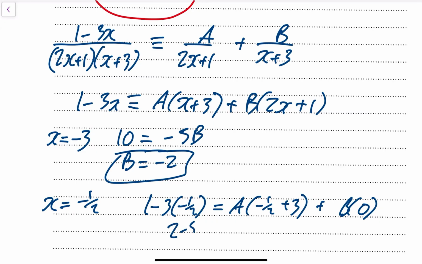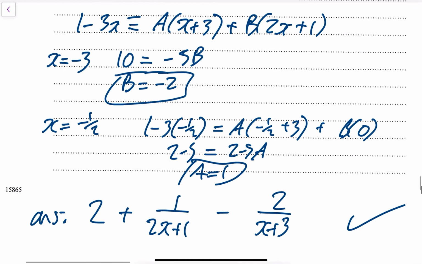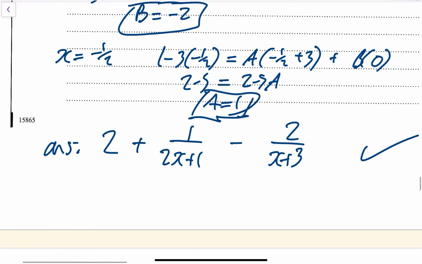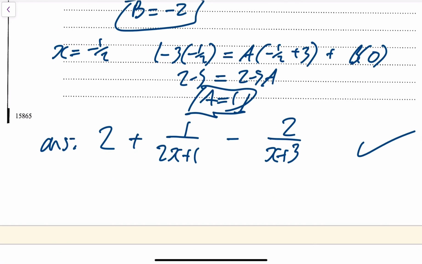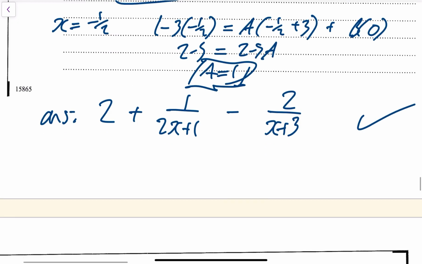That's going to be 2.5 is equal to 2.5A. So your A is equal to 1. That's what you've got. So your answer is 2 plus this thing. Sorted.